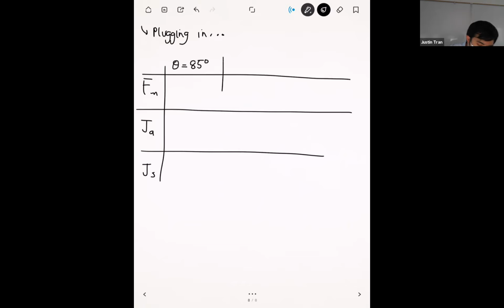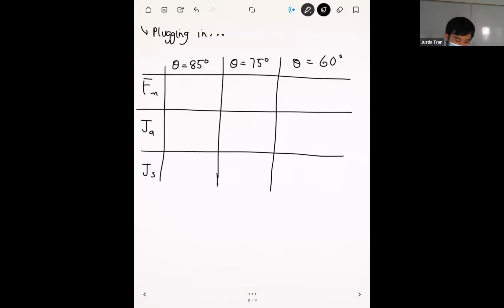And so case 1, remember the angle is 85 degrees. Case 2, the angle is 75 degrees. And in case 3, the angle is 60 degrees. All right, so case 1 is the person standing up as straight as possible.